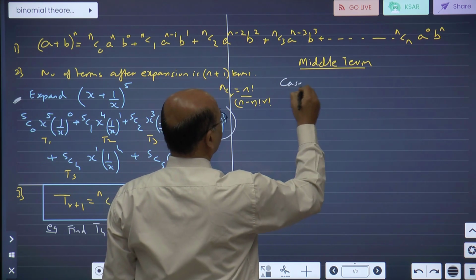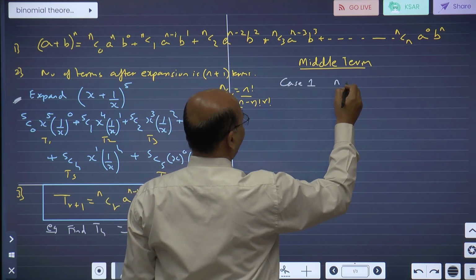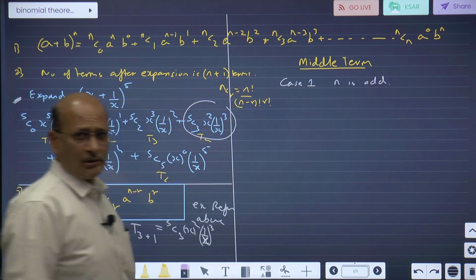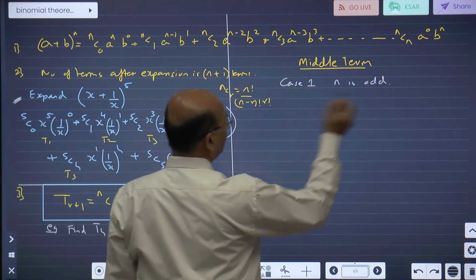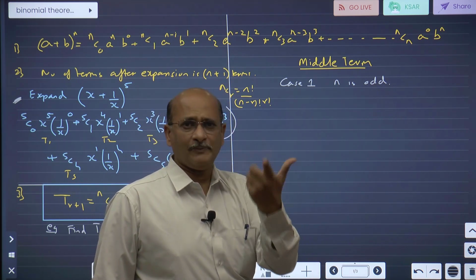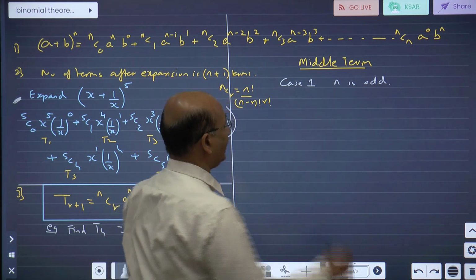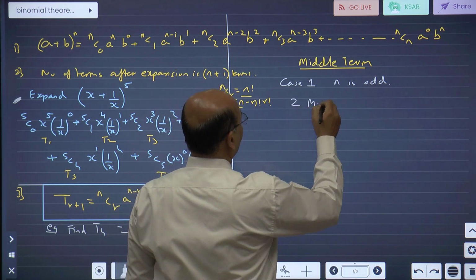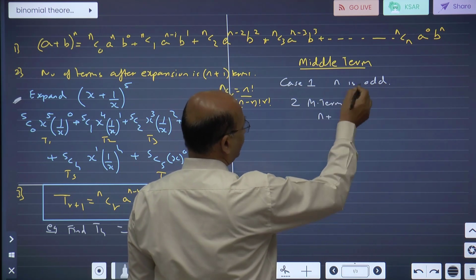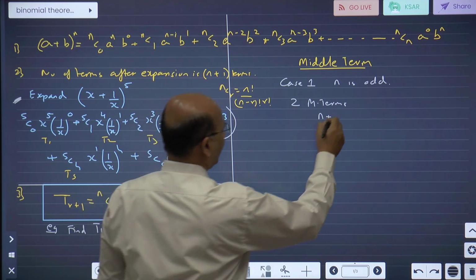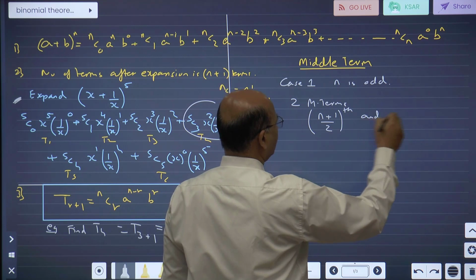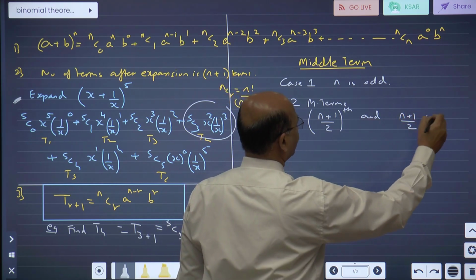Case 1, if n is odd, then the middle term, see if n is odd, opening will give you, after expansion, an even number of terms. So two middle terms will be there. How is the formula given to you? It is, n is odd, so the (n plus 1) upon 2th term and the ((n plus 1) upon 2 plus 1)th term.